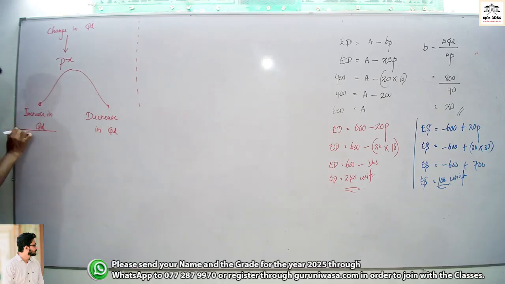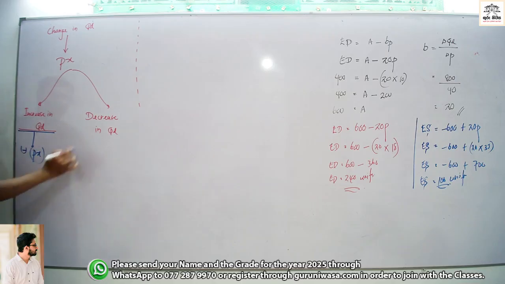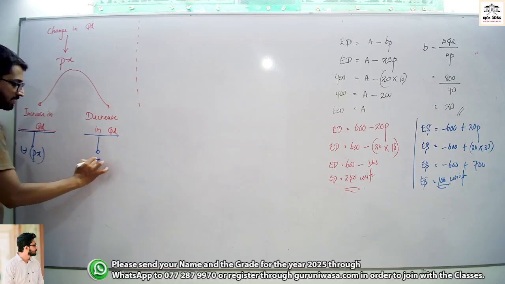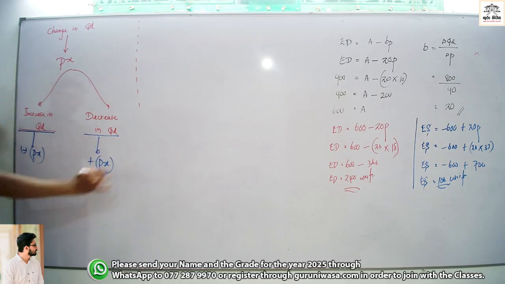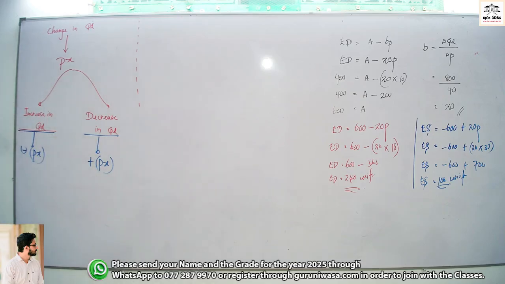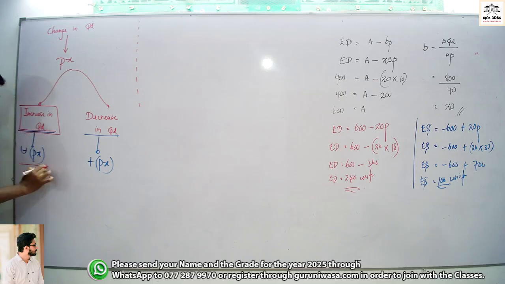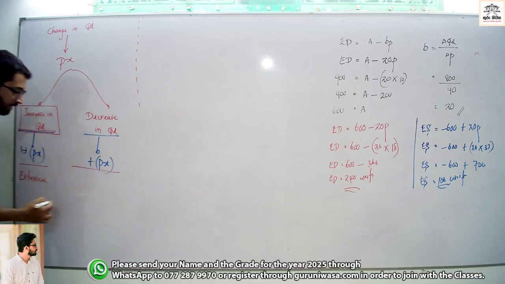Increase in quantity demanded is caused by a decrease in Px. Decrease in quantity demanded is caused by what? An increase in the price of the product. A similar word for this: increase in quantity demanded is called extension in demand. Extension. And this is called contraction.